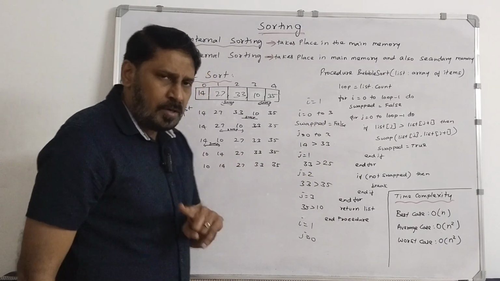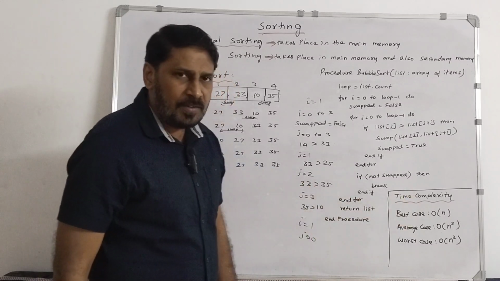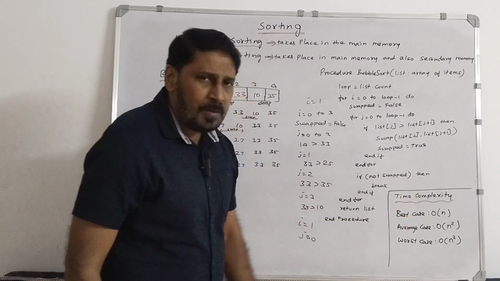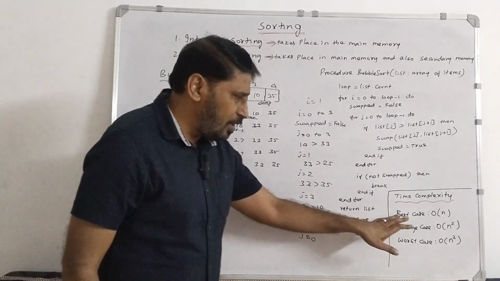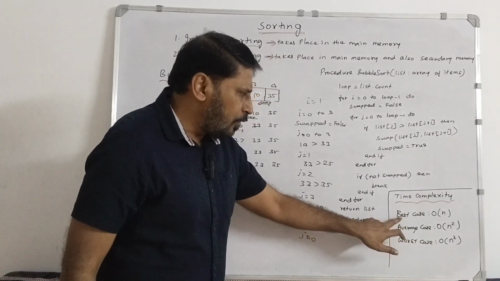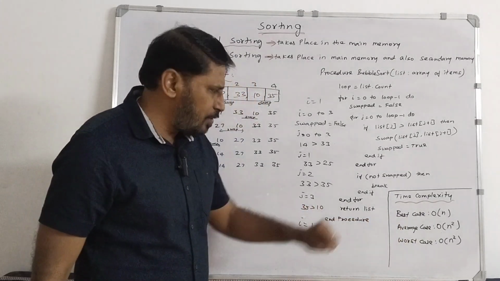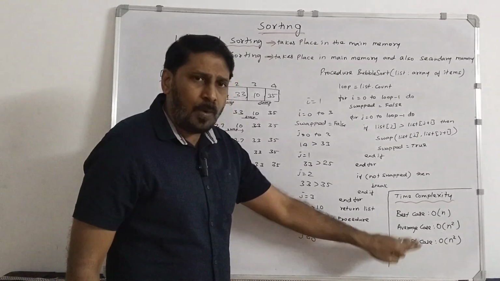Okay. So one more important piece of information I want to tell you, that is called time complexity. So what do you mean by time complexity? In all sorting cases, time complexity is very important. So as far as the time complexity is concerned, there are three cases. One is best case, another one is average case, and the third one is worst case.